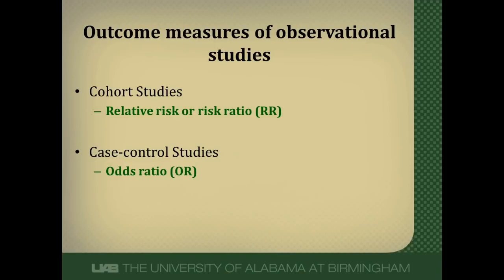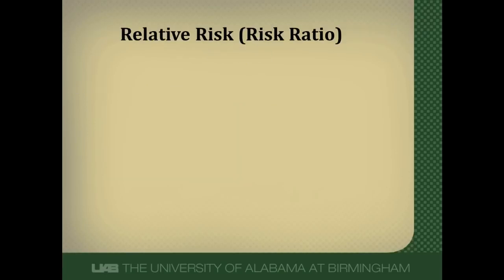Odds ratios and relative risks are the main measures of association in observational studies. In this video, I'll discuss how to interpret what they mean and, importantly, how to apply them in the care of our patients. So the outcome measures in observational studies are a relative risk or risk ratio in cohort studies and an odds ratio in case control studies. Let's look at each of these individually.